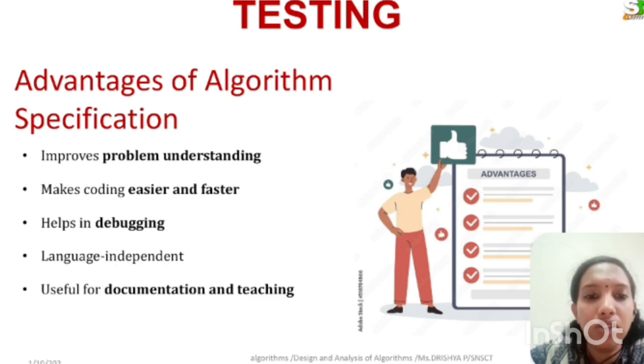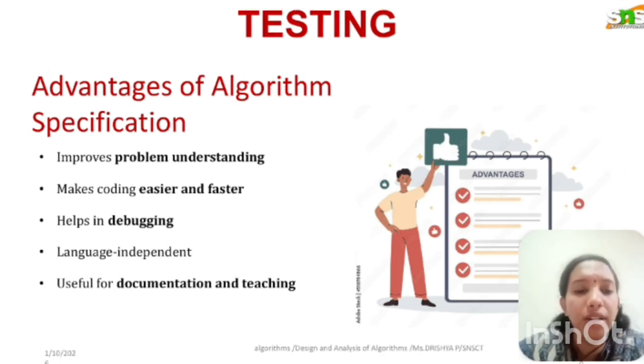Next are the advantages of algorithm specification: it improves problem understanding, makes coding easier and faster, helps in debugging, is language independent, and is useful for documentation and teaching. Hope all of you understand the basics of algorithm: what is an algorithm, algorithm specification and advantages, then the representation of algorithm.